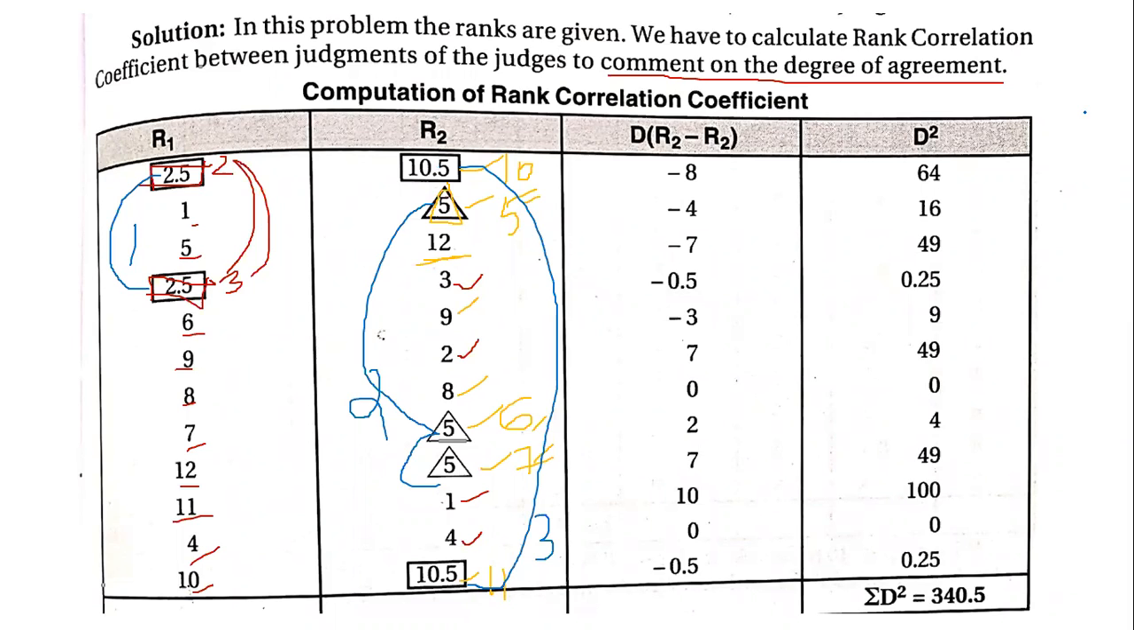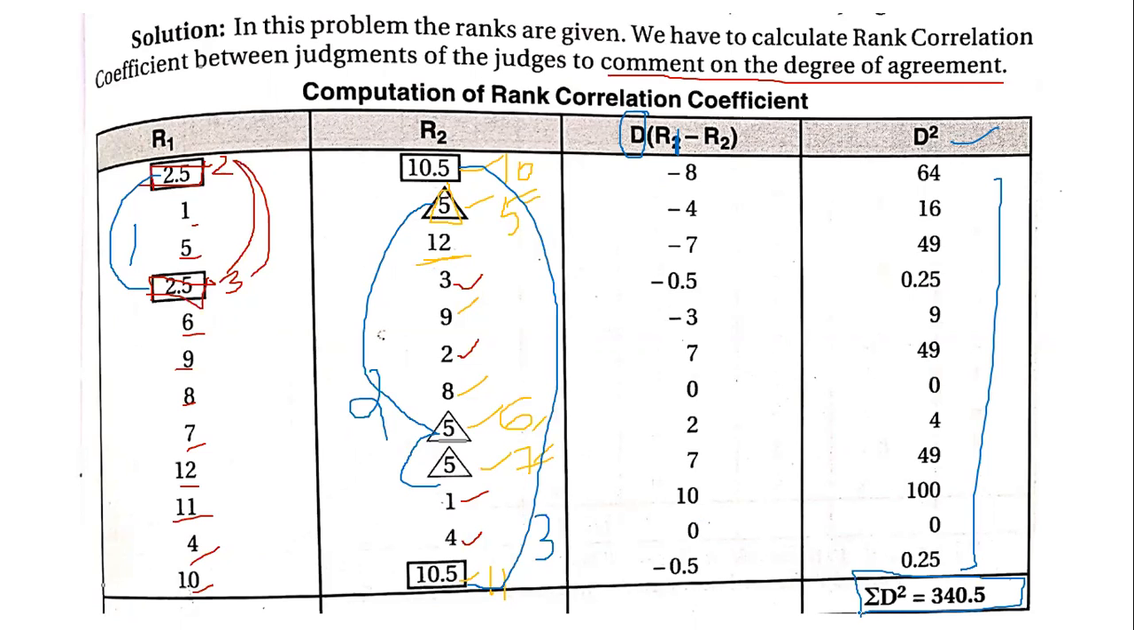Okay, now the next step is common, that is finding the difference between ranks. That is R1 minus R2, and then squaring these differences. If you find R1 minus R2 and square these differences, you get D square. Once you get D square, you add this whole column to get sigma D square.